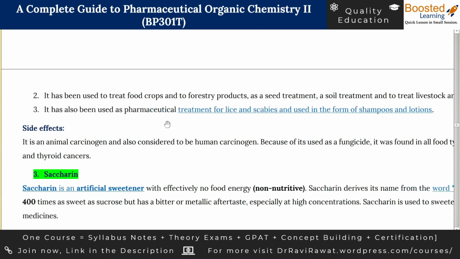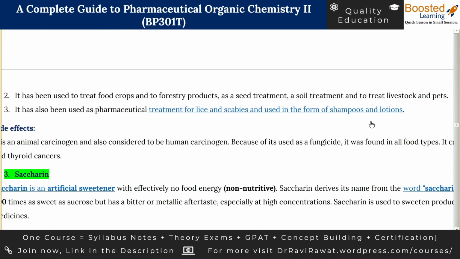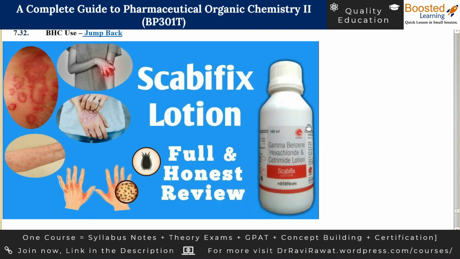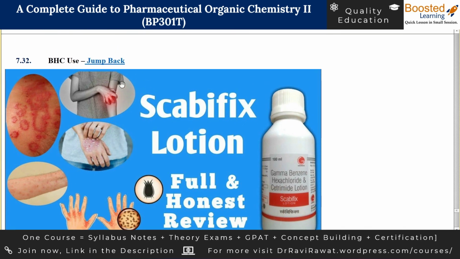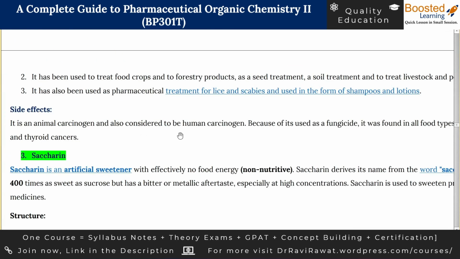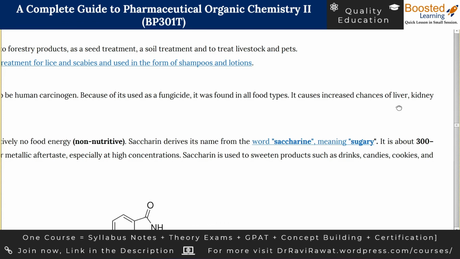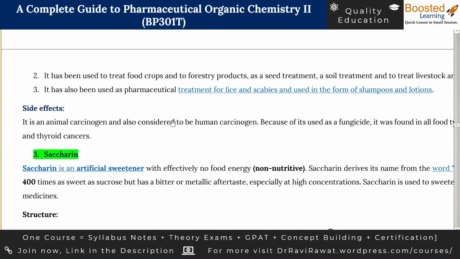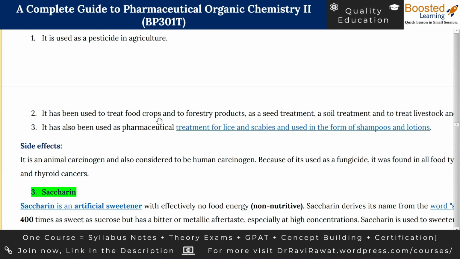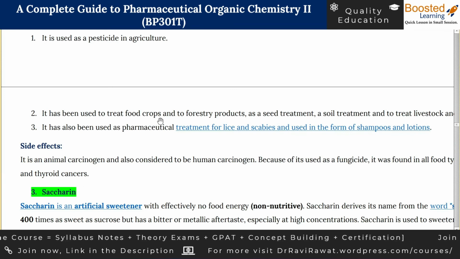It is used as a pharmaceutical treatment in the form of shampoo and lotions. You can see there are some pharmaceutical products, like this one, a lotion that can be used to treat insect infections of human skin and other places. Side effects include that it was found to be a carcinogen. It can cause cancer among humans as well as animals. The types of cancer are liver cancer, kidney cancer and thyroid cancer. So it deserved the fate that in the year 2009 it was banned.